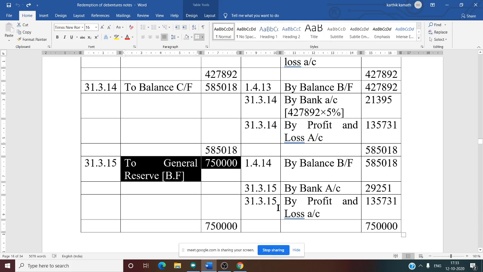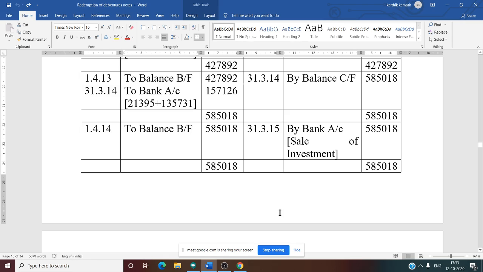Now the debenture redemption fund account is also closed. Yes. So this is how you are going to solve this problem.